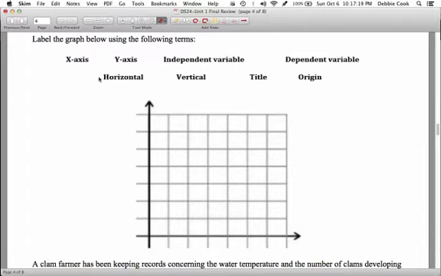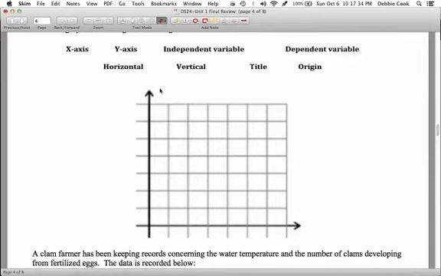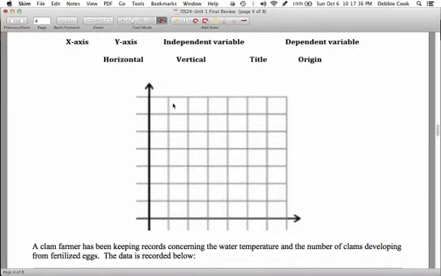The first section is asking us to label the graph below using the following terms. So I notice that I have x-axis, y-axis, independent variable, dependent variable, the word horizontal, vertical, title, as well as origin. So let's go ahead and dive in. I'm going to start off by using the words horizontal and vertical.